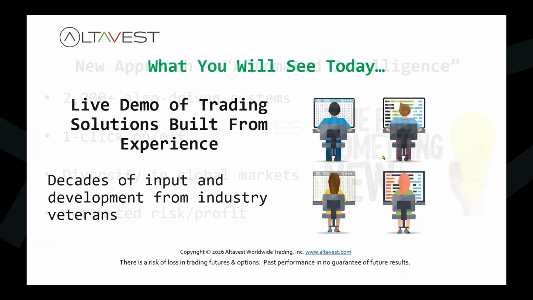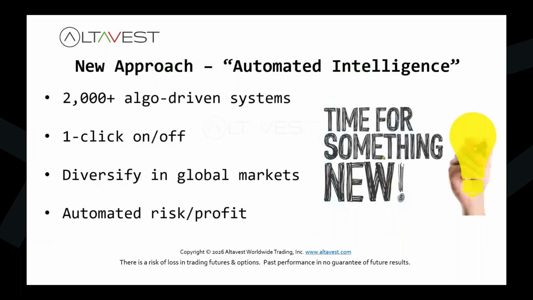And it's really a new approach. We call it automated intelligence. And one-click automation to turn systems off or on. And I think there's over 2,000 different systems to look at and filter across global markets, and automated risk and profit controls along the way.